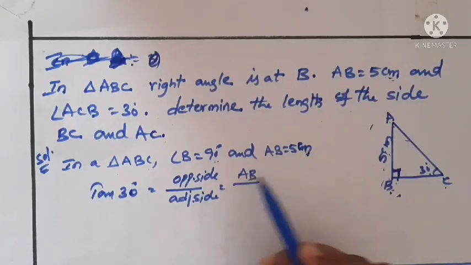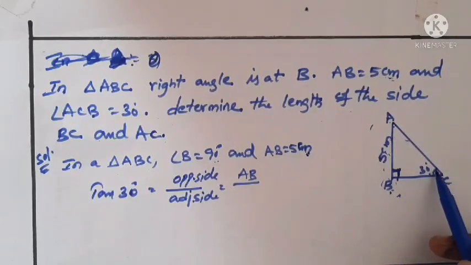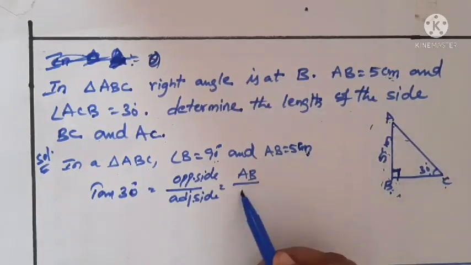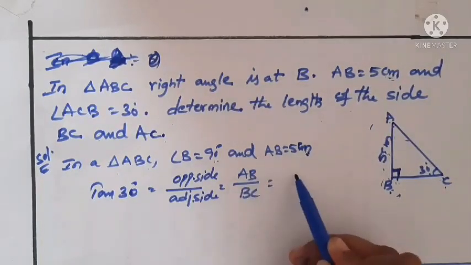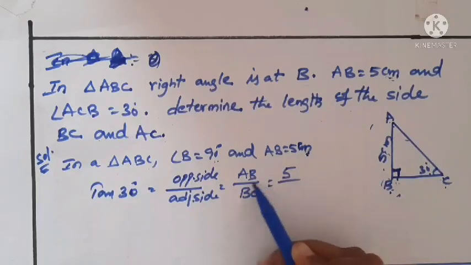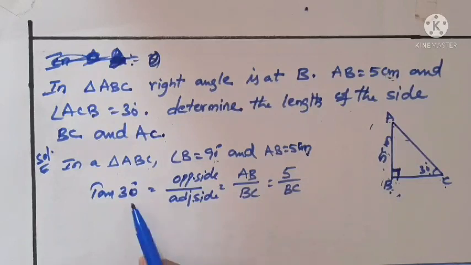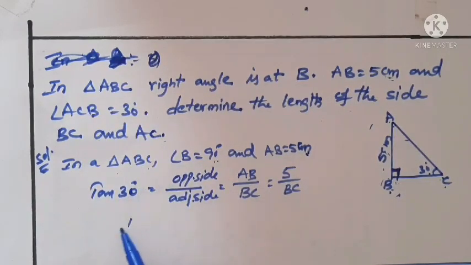What is the opposite side with respect to angle 30 degrees? AB is the opposite side. What is the adjacent side with respect to angle C, that is 30 degrees? BC is the adjacent side. So right here, how much is AB? 5 centimeters. Now you have to find out BC, right, as usual BC right here. And you know that tan 30 value equals 1 by root 3.